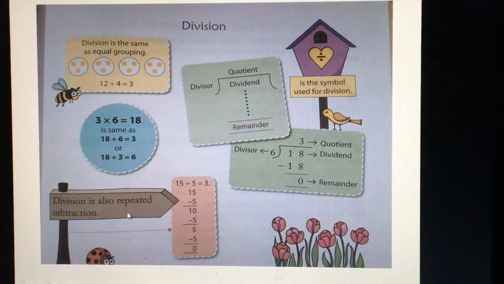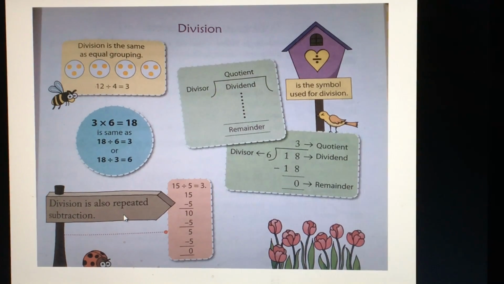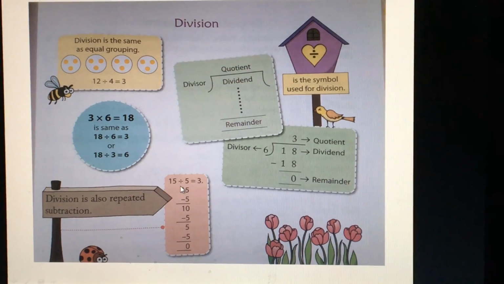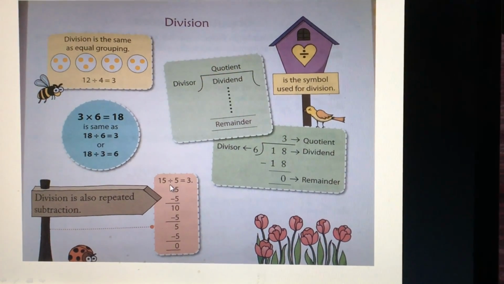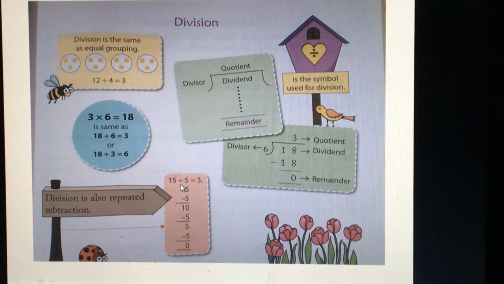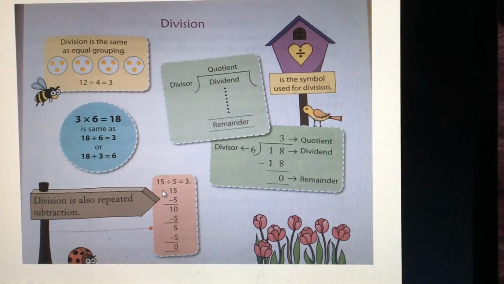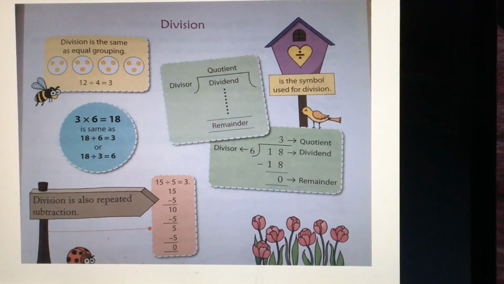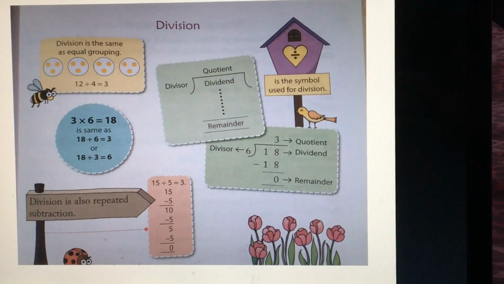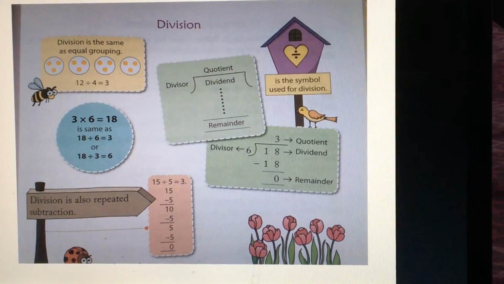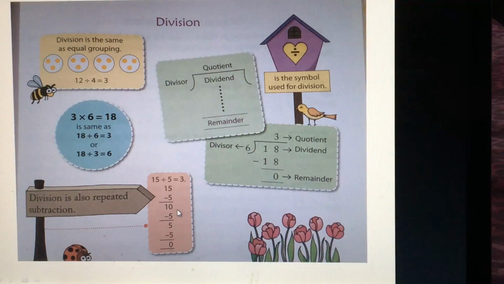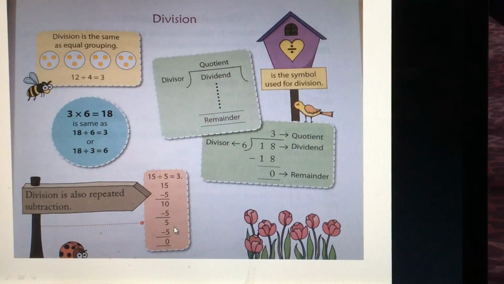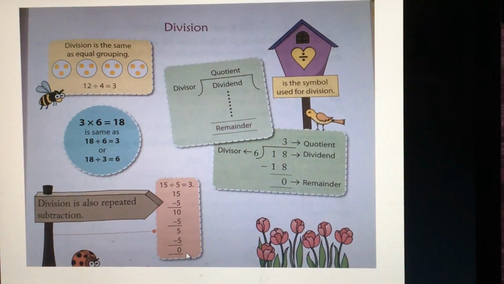Now division is also known as repeated subtraction. How is it? Suppose I have 15 objects and I want to group them into groups of 5, 5, 5. So I will start with 15 and first I am making a group of 5, so I will subtract 5. After subtracting, which number am I left with? 10. So I have 10, and if I subtract 5 again, I will be left with 5. If I subtract 5 again, I will be left with 0.